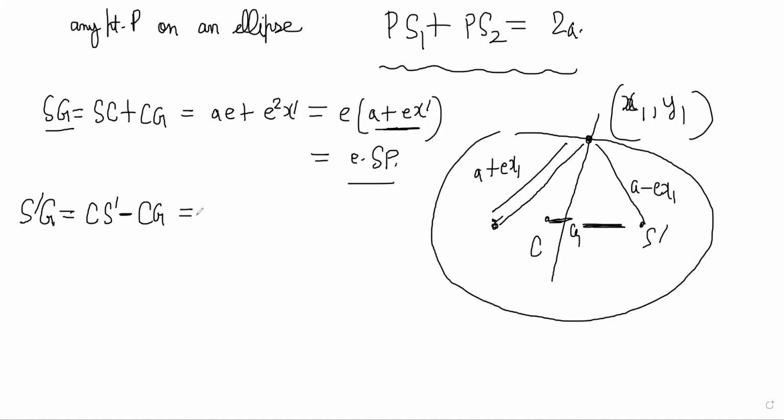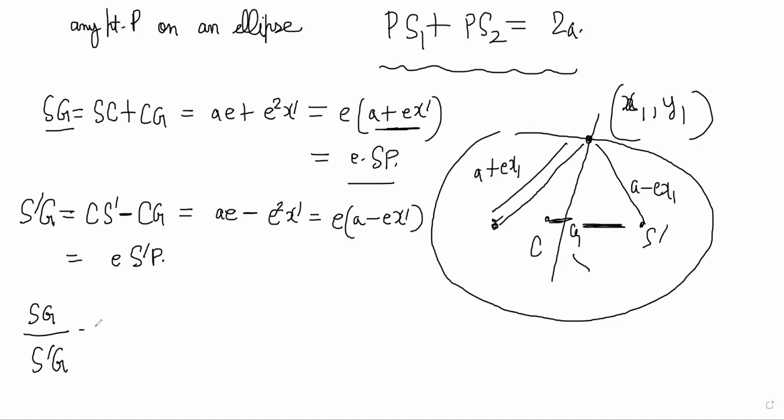And that became CS dash, became AE minus E square x1, this point G point, so minus E square x dash, right? So this became E times A minus EX dash, which is S dash P, right? Correct. Now you're getting SG by S dash G is equal to SP by S dash P, right?